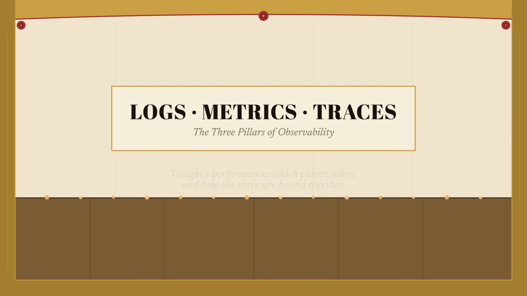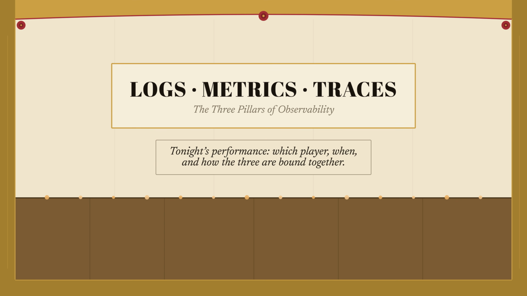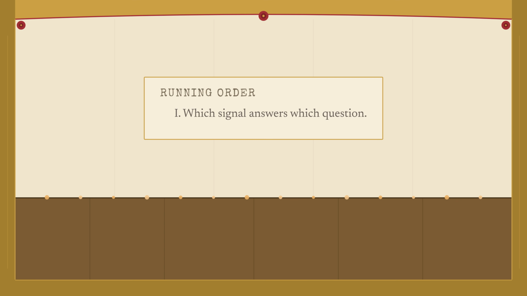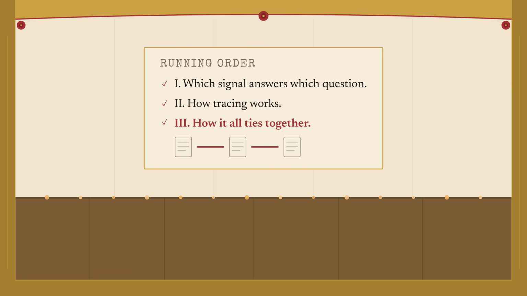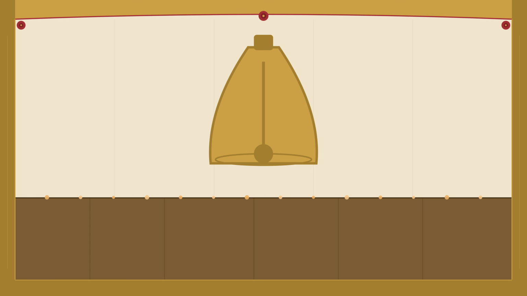So today we'll look at which signal to use when and how they all fit together. First, which signal answers which question. Then how tracing works. Trace IDs, spans, one request followed across services. And last, what ties the three together. How a vague alarm becomes one exact line of code.